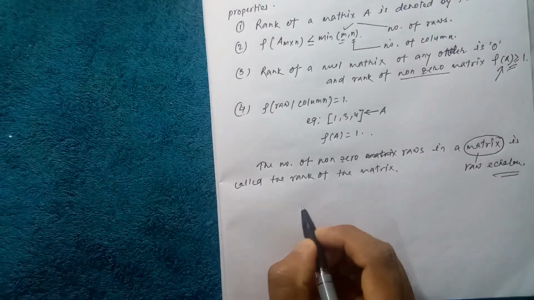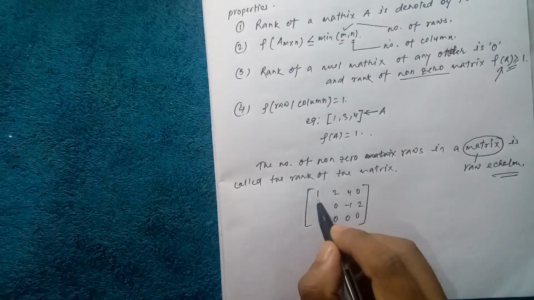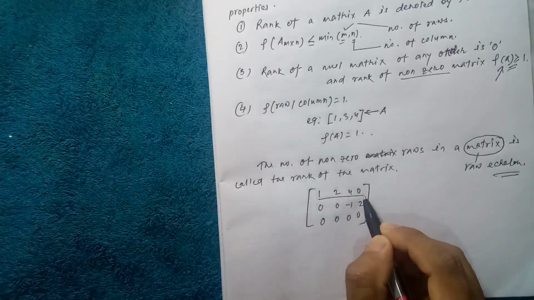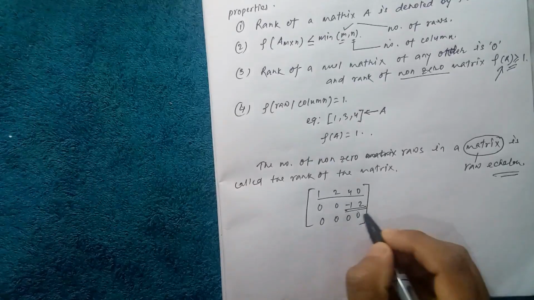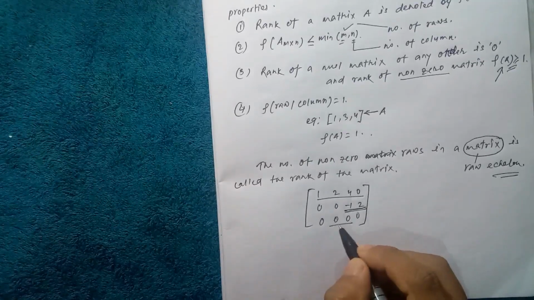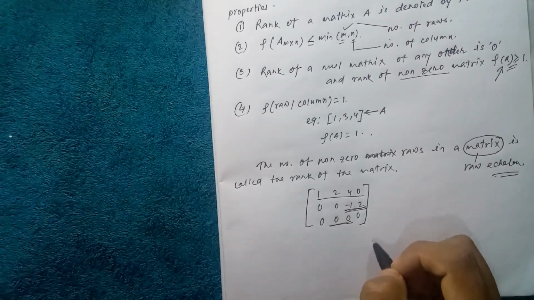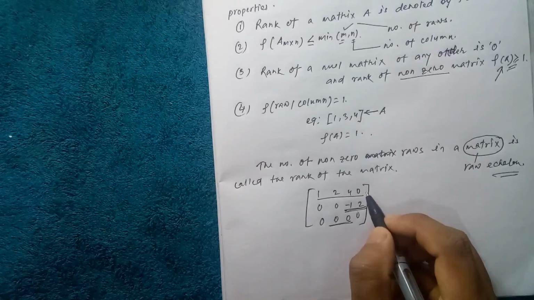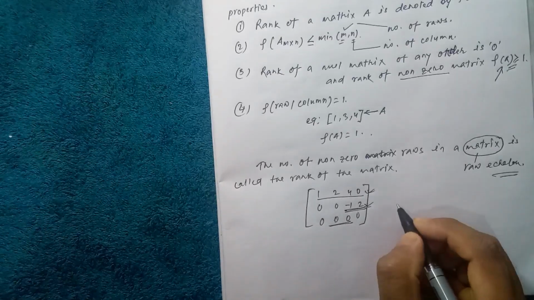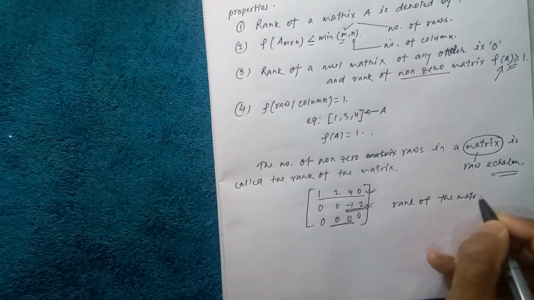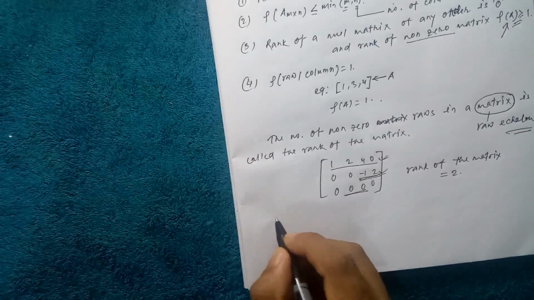As for example, if we take an example, in the first row all the elements are non-zero, and also in the second there are 2 elements which are non-zero, but in the last row we find that all elements are 0. So we found in the matrix exactly 2 rows contain non-zero elements. So we can say that the rank of the matrix is equal to 2.